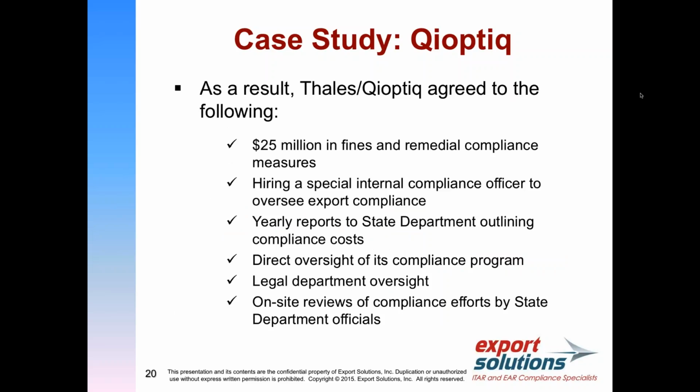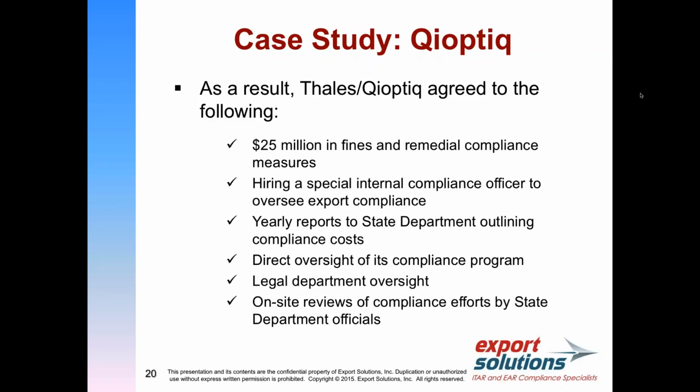They were required to give yearly reports to the State Department to outline compliance costs. There's a key. One of the things the government will say is you're a $4 billion company, but if we add up all of the compliance measures you take, including the salaries of the people, you're paying out a pittance for compliance. You've got $200,000 a year for a $4 billion company to cover export compliance. It's not good enough, and they will actually measure the dollars for you. So Qioptiq had to do yearly reports showing that they were actually spending money on compliance.